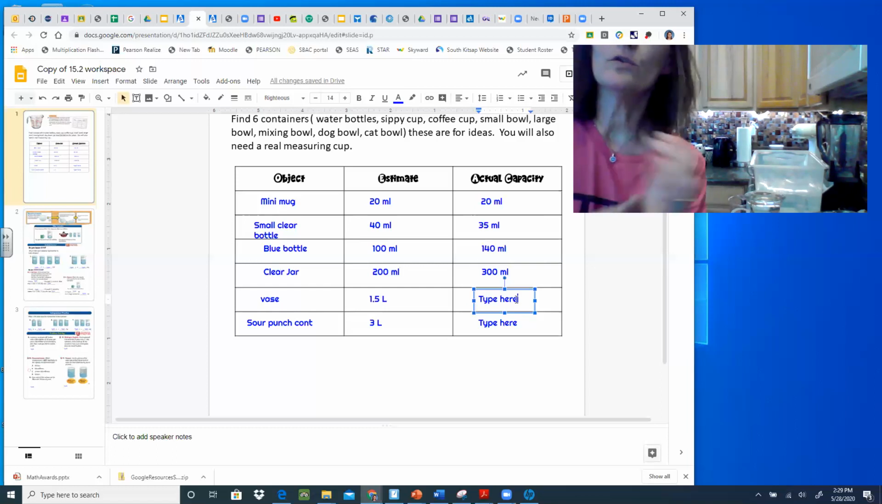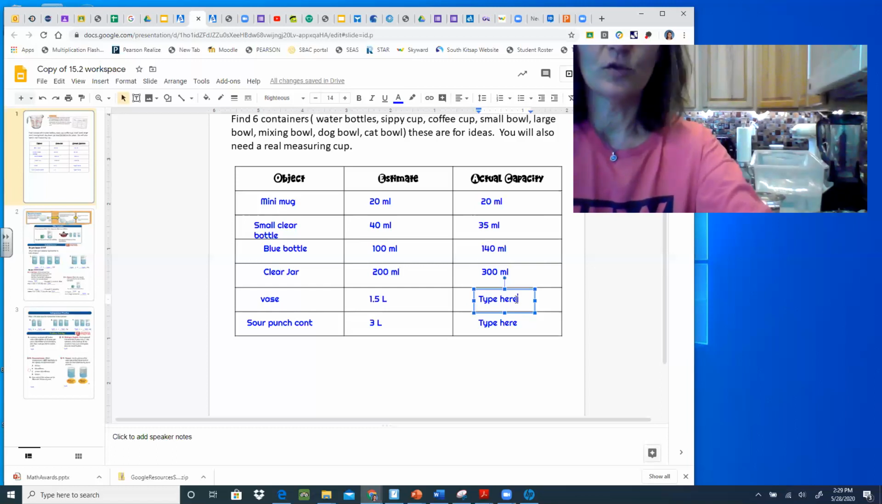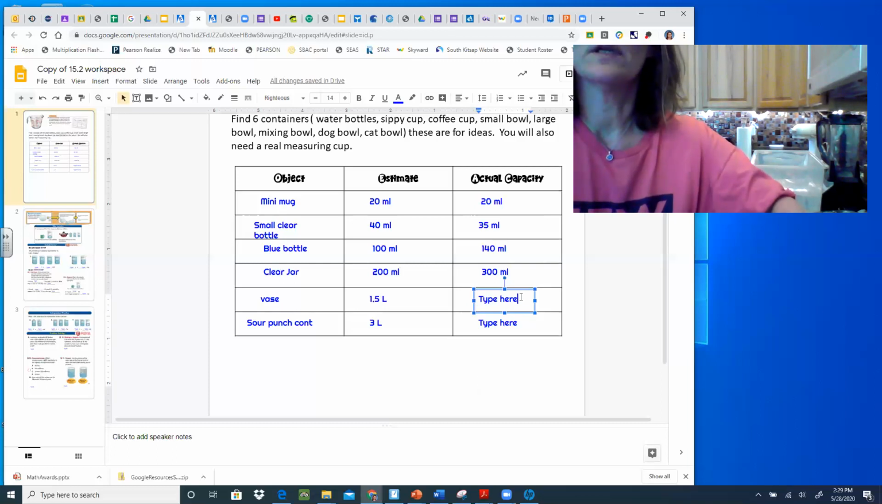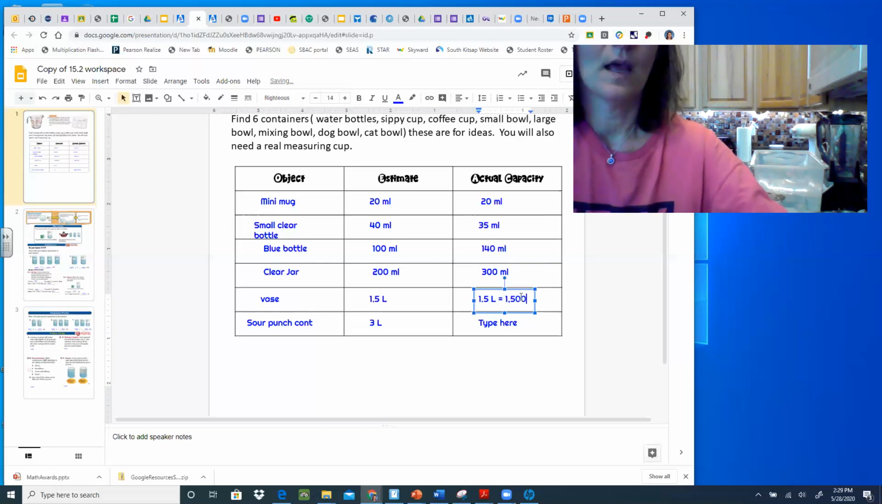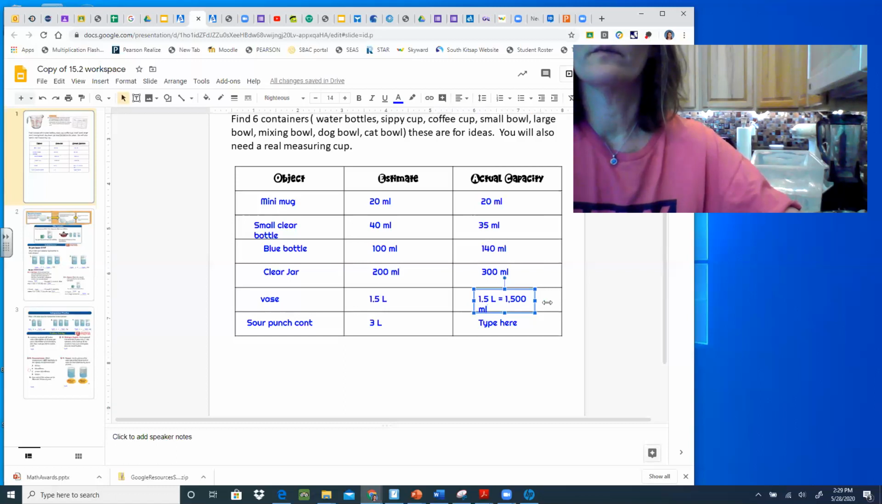So I'm going to show you not only how to do it as, whoopsie, I want backspace. I don't know what I'm doing there. So we're going to have 1.5 liters and then equal sign. That is equal to 1,500 milliliters. There we go.